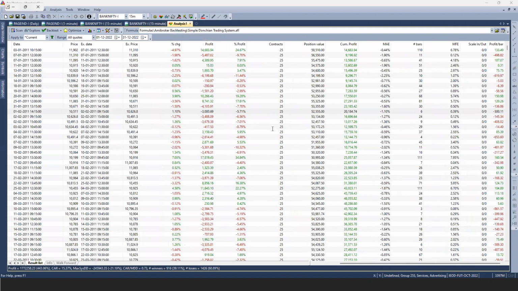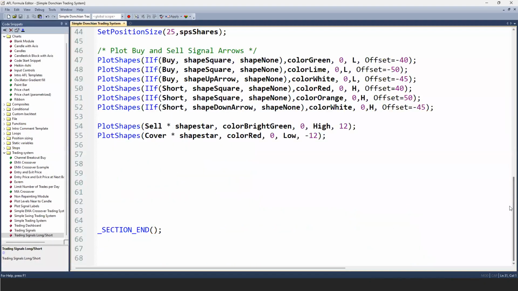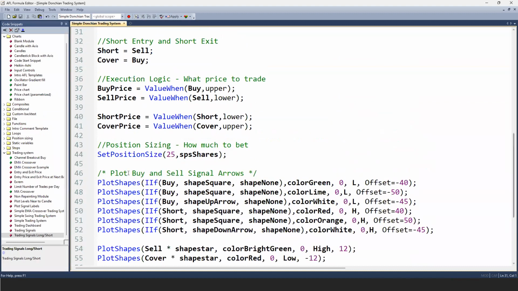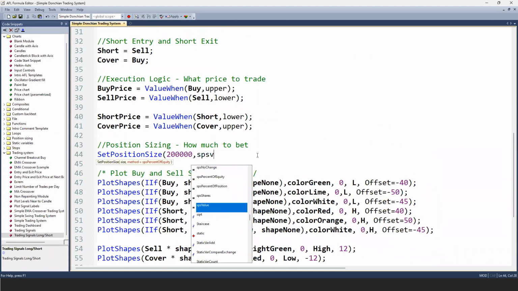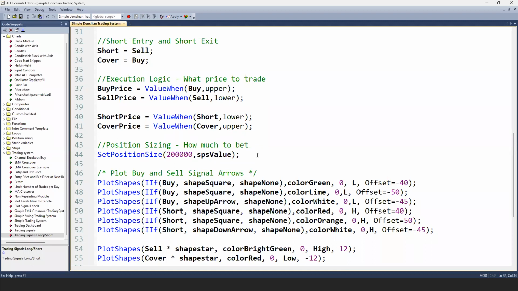Maybe we can change the way we are dealing with the position size. I can also say I want to have a fixed amount of money. Here we have a fixed value. Instead, I can remove this and say I want to bet 2 lakhs worth of position every time. So SPS value. SPS here stands for set position size, right? So for position size, I want to trade with the fixed money over here.